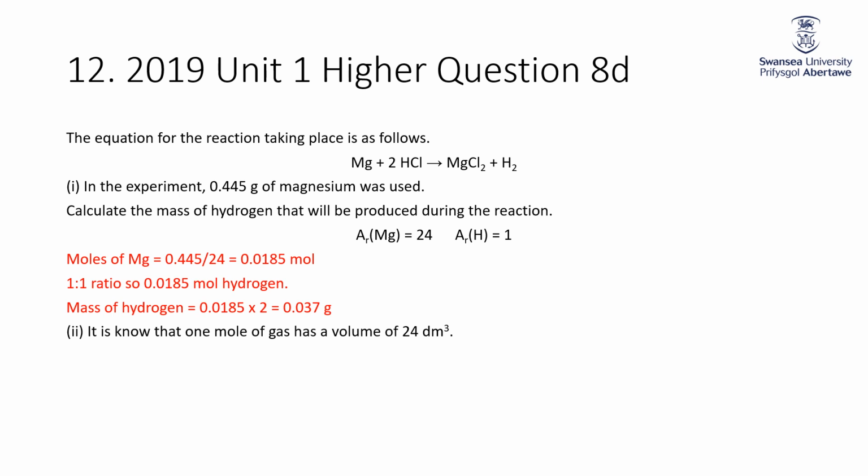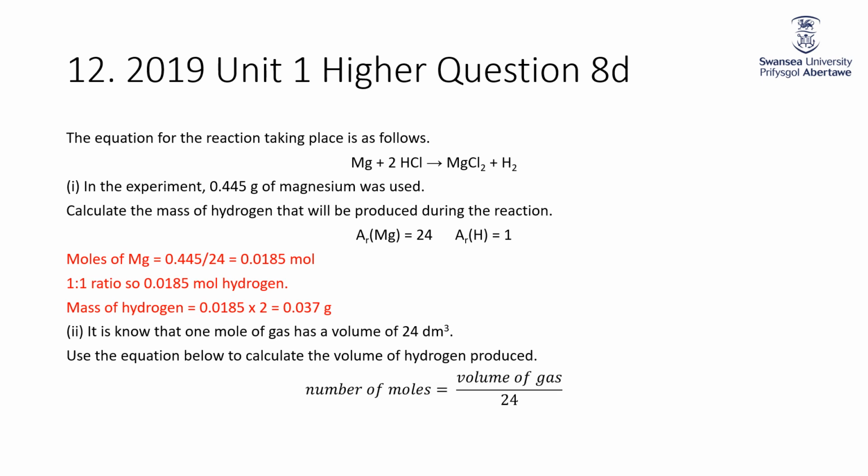And then it is known that 1 mole of gas has volume of 24 decimeters cubed. Use the equation to find the volume of hydrogen produced. So we need to rearrange to get the number of moles times 24 equals volume of gas. So we do 0.0185 times 24 is equal to 0.444 decimeters cubed.